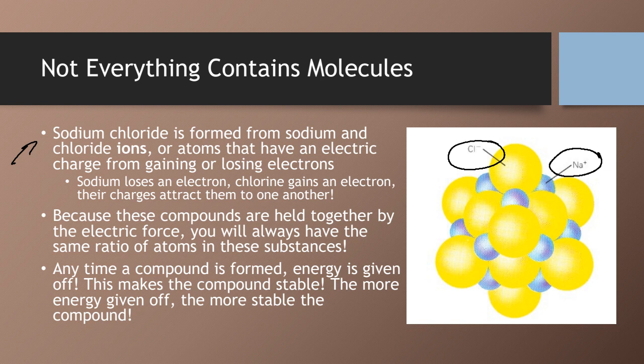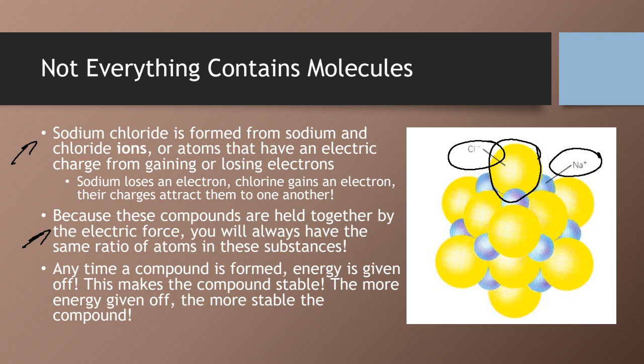So there's no way to have an individual molecule of sodium chloride. They're all going to be stuck together, all side by side, in this lattice structure. This is what gives table salt its look. That's why it looks like little rocks, because you can't break it up into individual pieces. Because they're held together by the electric force, you're always going to have the same number of atoms. If you break a chunk off of it, you can't break it down into one sodium chloride molecule.